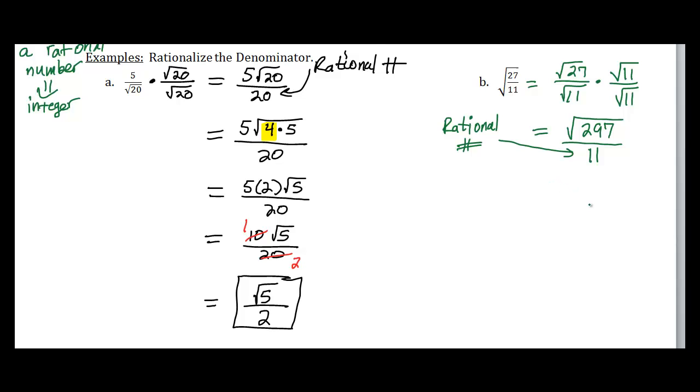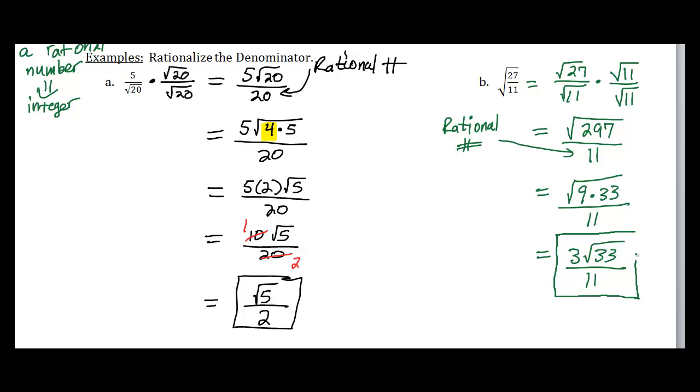Well, if I think about my list of perfect squares, the largest perfect square that goes evenly into 297 is 9. 9 times 33 is 297. And I can take the square root of 9, that's 3. So I get 3 square roots of 33 all over 11. Now, what I don't want you to do in this type of example is try to cancel out this 33 and the 11. The 33 is under a square root, the 11 is not, so we cannot cancel. We can only cancel the things that are outside of the radical with the things that are outside of the radical. So in this example, we're completely simplified.